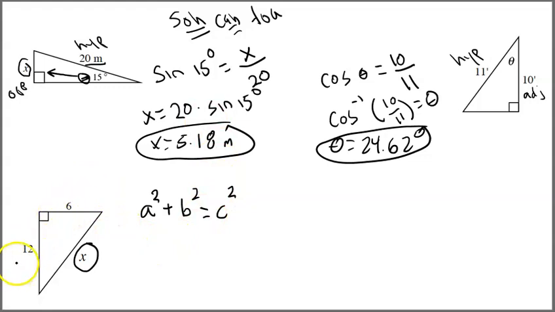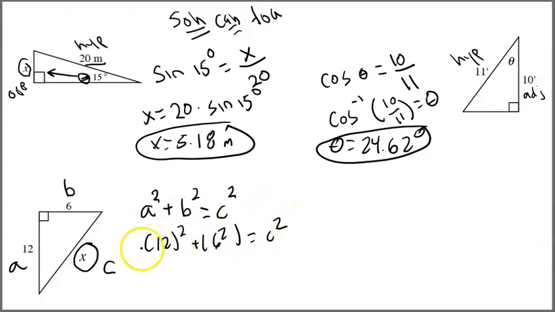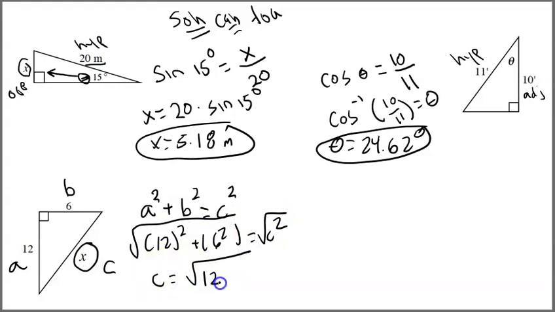So we can name these. So let's let 12 be A. Let's let 6 be B. It doesn't matter which one's A or B, but the hypotenuse is always C in this equation. So I plug it in. So I get 12 squared plus 6 squared equals C squared. And so to solve for C, I'm going to square root both sides. So I get C is going to equal the square root of 12 squared plus 6 squared.